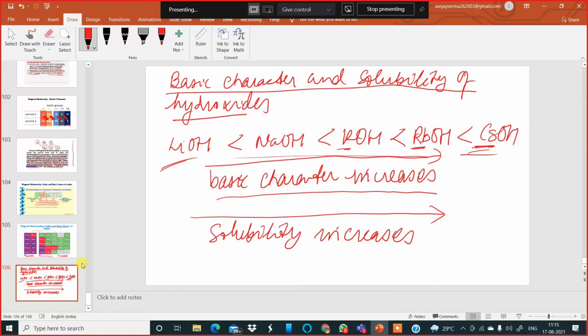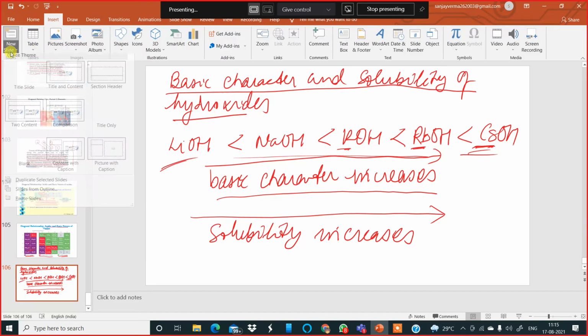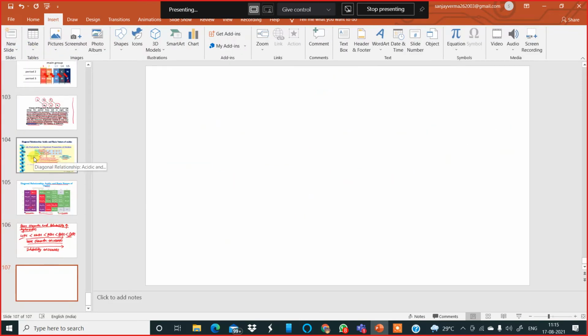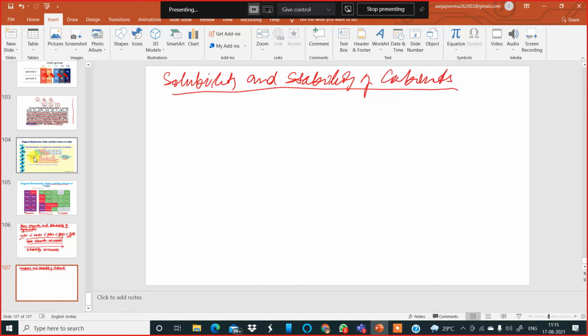Now, if you look at the next slide with respect to the carbonates, solubility and stability of carbonates, I can write down their order. Solubility is given in weight percentage. Let me write down lithium carbonate, Li2CO3. Its solubility in percentage by weight, given at 298 Kelvin, is 1.3.